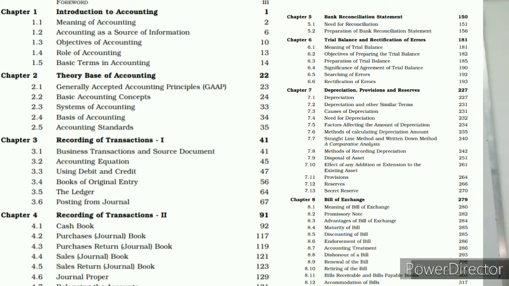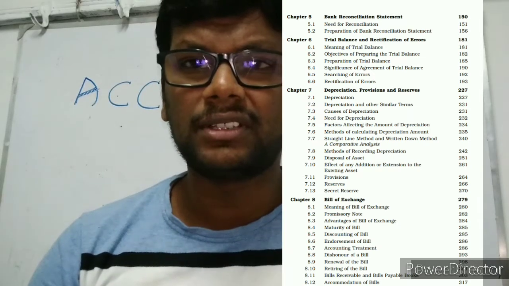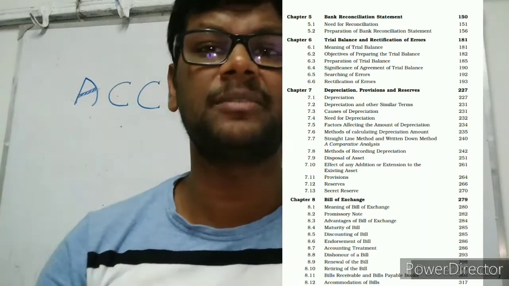In recording of transaction 1 we will study the important golden rules of accountancy: personal account, real account, nominal account. Recording of transaction 2 deals with the cash book, which is single column, double column, and petty cash book. Then after that, separate journals like sales journal, purchase journal, sales returns journal, and purchase returns journal we will study, and journal proper we will study. And after completion of all these chapters, bank reconciliation statement is there.